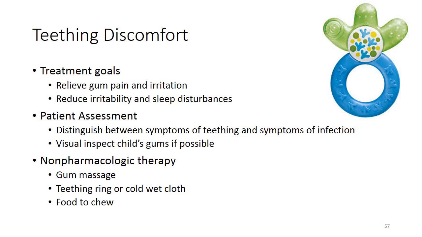The goals of treatment are to relieve pain and reduce irritability and sleep disturbances. When assessing patients, it's important to distinguish between teething and infection. It would help to inspect the child's gums if they will allow you to do so. Non-pharmacologic measures to reduce teething discomfort include massaging the child's gums, allowing them to chew on a teething ring or a cold wet cloth, or if the baby is eating solid foods, they can chew on hard foods, for example, a celery stick.